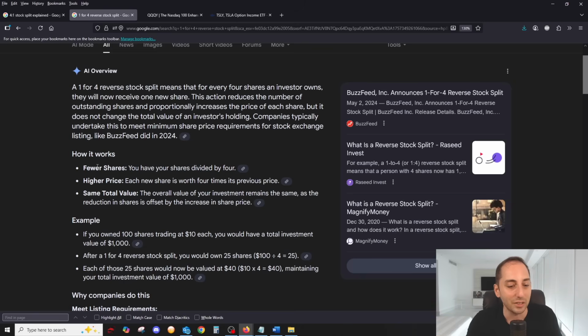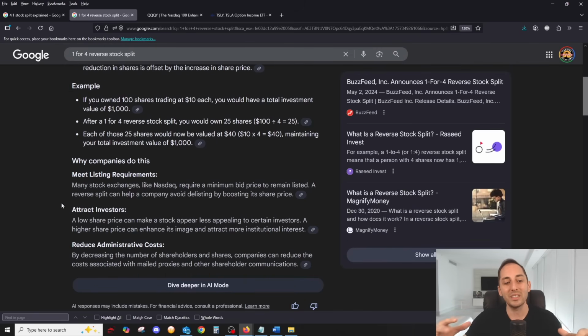So it's the same thing. So why do they do it? Well, this is typically seen as a negative thing, even though the value is the same and nothing happens, right? Nothing changes with your investment. Well, sometimes it's to meet listing requirements.